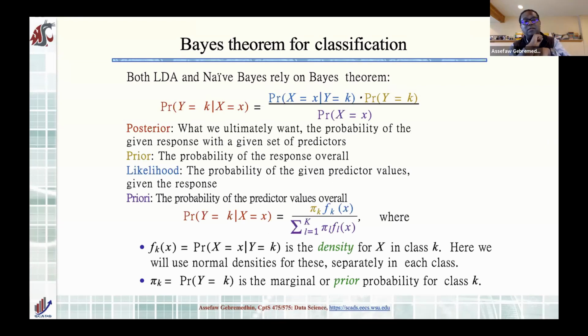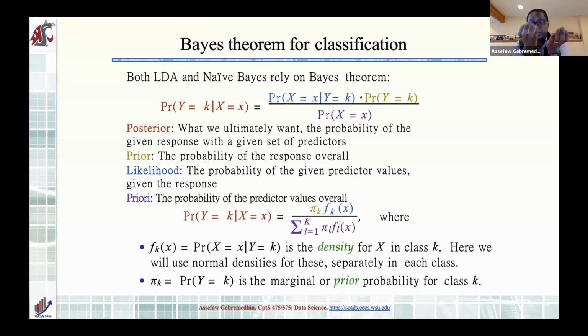So both of these, the yellowish or goldenish and the purple, are both priors. One is the prior as the probability of the response overall. The other is the prior as the probability of the predictor values overall. Okay, so we've walked through this, and these things are equal, and this was discovered in 1700 by Bayes.